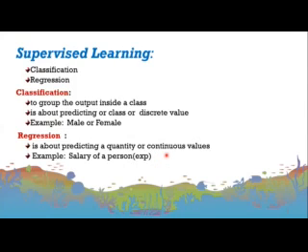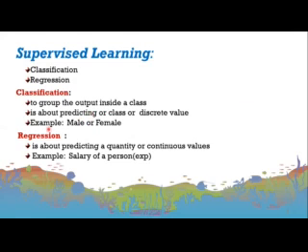Generally, supervised learning consists of two types: one is called classification, another one is called regression. Classification is about predicting the class or discrete value, or you can say grouping the output inside a class. For example, after getting the training, the machine can decide and predict whether the data is male or female, or true or false, like that.